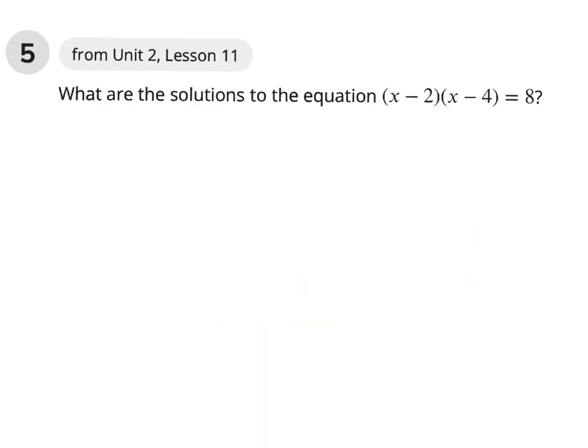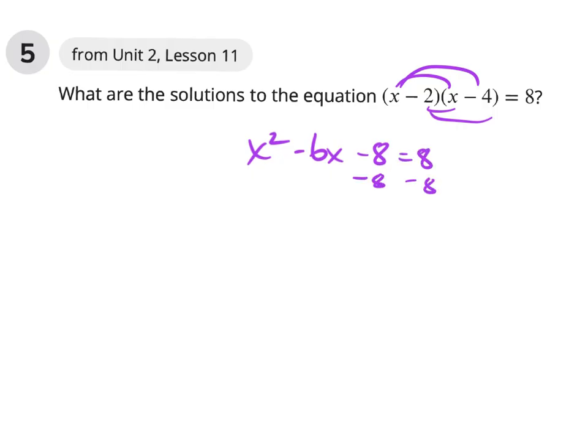x minus 2 times x minus 4 equal to 8. It's not equal to 0, so we can't set it equal to 8. So what we're going to have to do is distribute this because this is not in a proper form. We get x squared. If we add -2 plus -4 is -6. -2 times -4 is -8 equals 8. Subtract 8 from both sides. It's +8. I'm sorry, that's +8. Negative times negative is a positive.